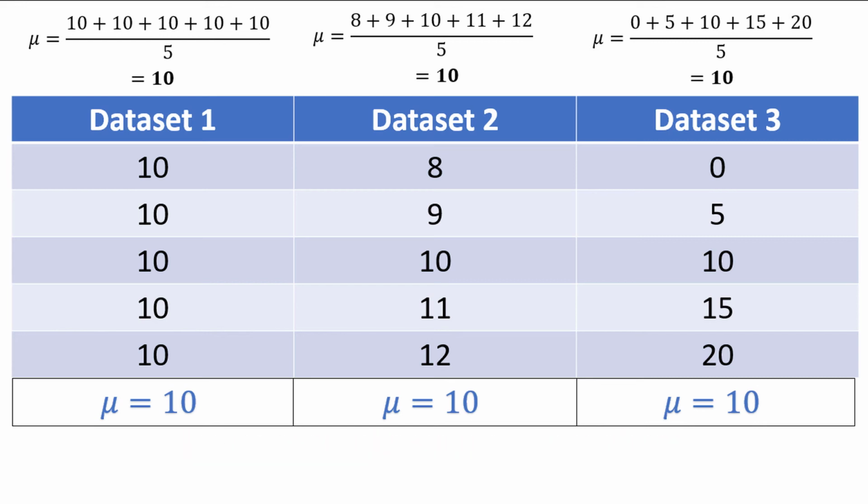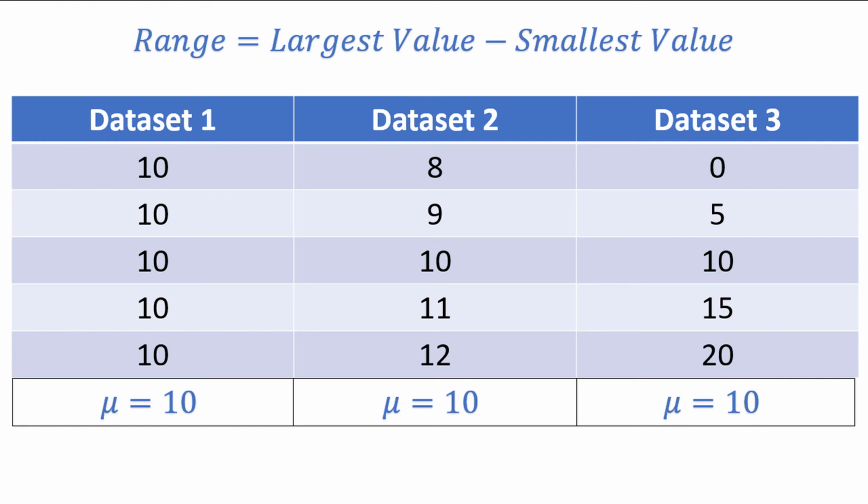There are a variety of different ways to measure the spread of data, but we will focus on two, the range and the standard deviation. We will also discuss the variance, but you will see shortly that the standard deviation and variance are closely linked to each other. Let's start with the range, which is defined as the largest value minus the smallest value.